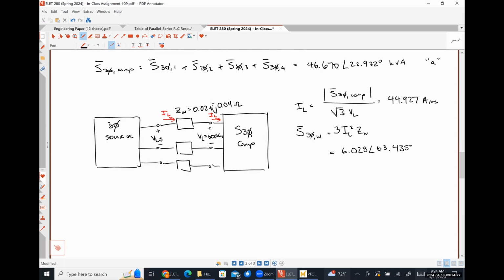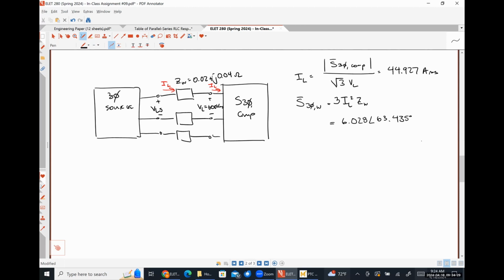So let's look at what we did. I have amps RMS squared times ohms. Where an ohm could be written as volts RMS divided by amps RMS. So that goes away, and I have volts RMS times amps RMS. That's a volt ampere, effectively.